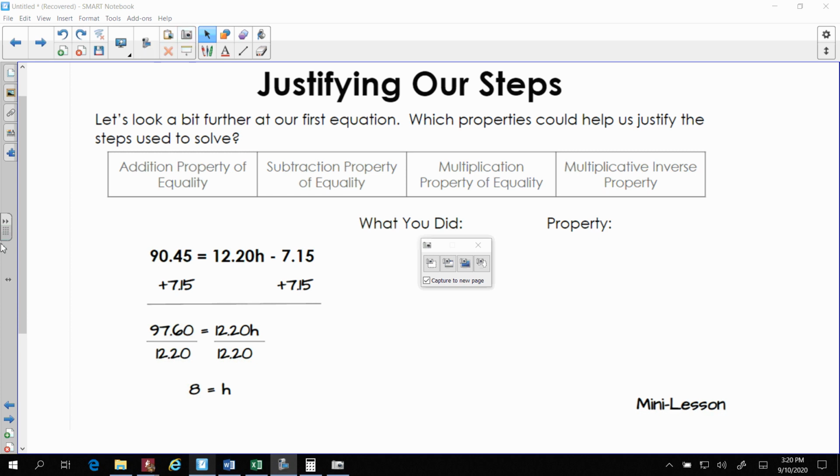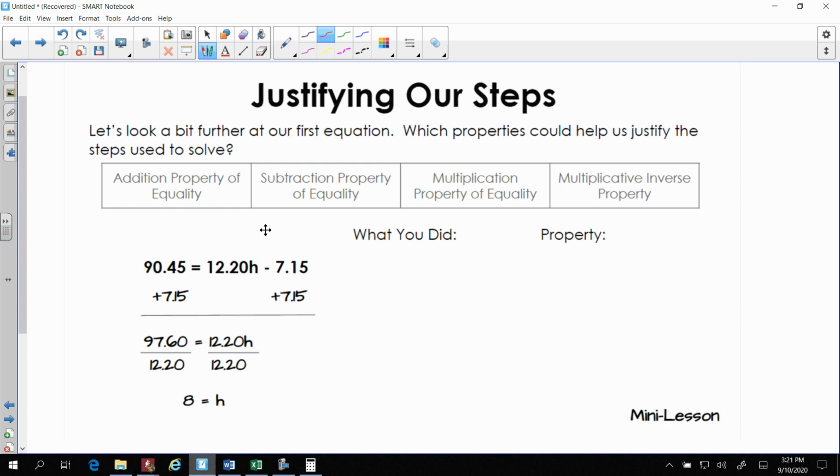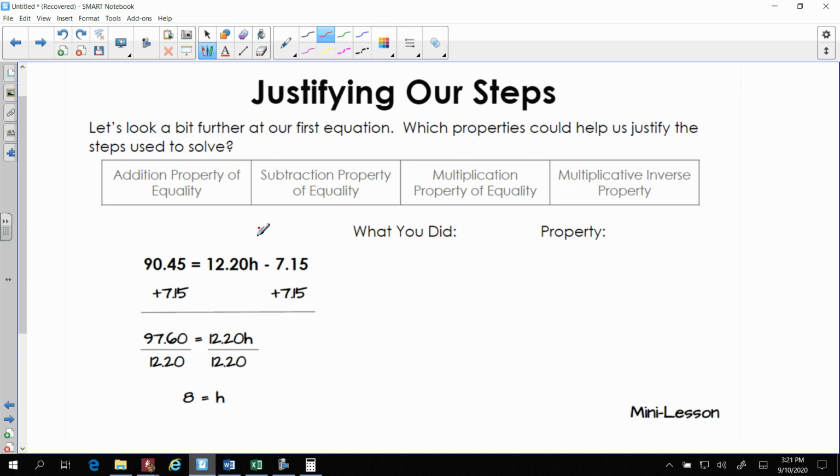All right, so we're going to look a little bit further into our equation, that first equation here. Which properties can help us justify the steps above? How do we get to our solutions? All right, so when I looked at trying to find 8 hours to be that solution, I know the one thing that I'm trying to find is h. I'm trying to figure out which value makes that statement true. So I want to get everything away from h.